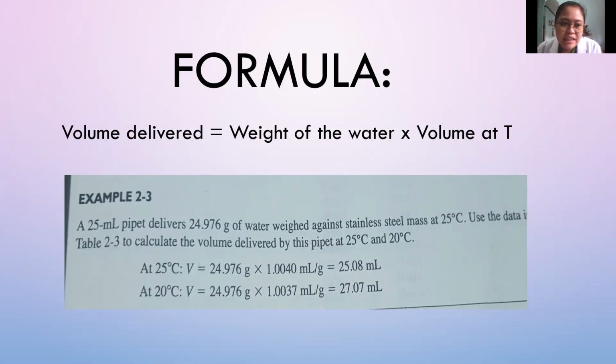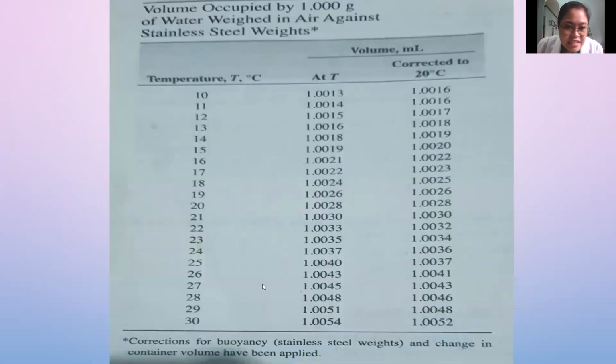So use the data from the table in the previous slide to calculate the volume delivered by this pipette at 25 degrees Celsius and 20 degrees Celsius. So how do we use it, class? Again, the formula to get the volume delivered: the weight of the water, which we got earlier, is 24.976 grams. Now, first let's take 25 degrees Celsius.